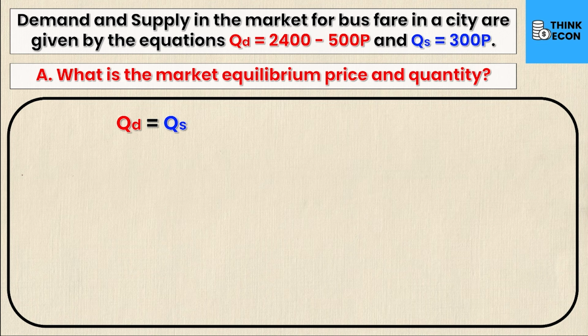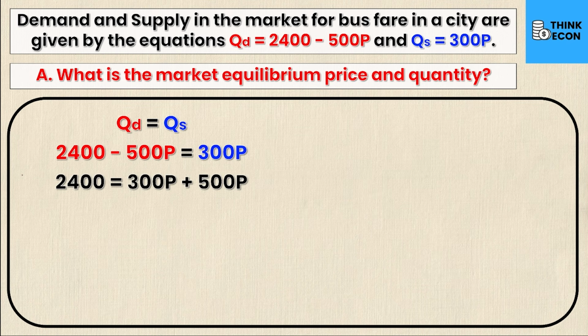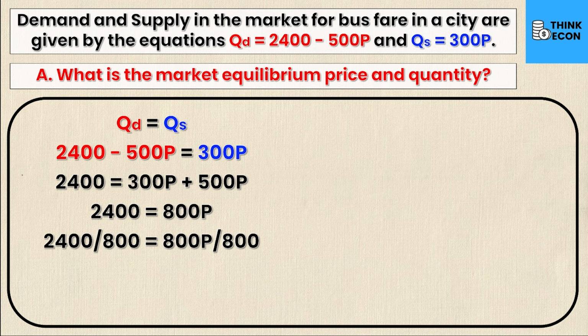So QD equals QS. And if I set those equations equal, then 2,400 minus 500p is equal to 300p. If I rearrange, I can get 2,400 is equal to 300p plus 500p. Simplifying further, 2,400 is equal to 800p, and then dividing both sides by 800 yields me 3 for p, and therefore I know that my equilibrium price, or p star, is $3.